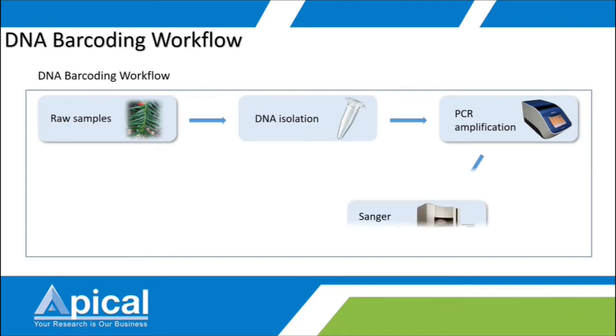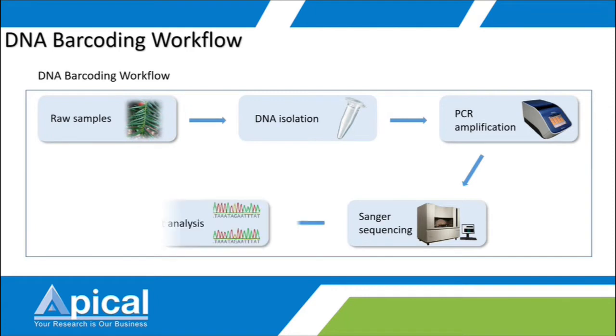Then sequence the PCR product through Sanger sequencing and analyze the result. It will end with a BLAST of the sequencing result in some specific database. Usually we use NCBI in order to know what is the species that is detected in your sample. Okay, so as for today's webinar, we will concentrate on the gDNA extraction step, and we'll talk more on bacteria and fungus gDNA extraction.